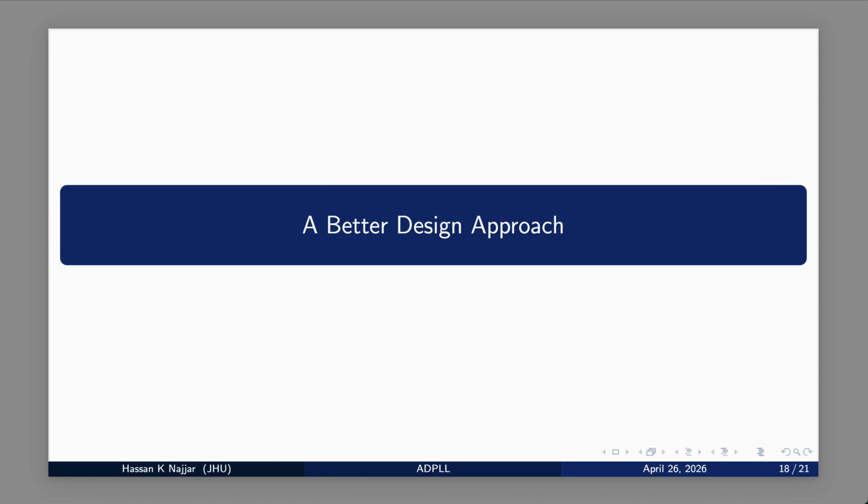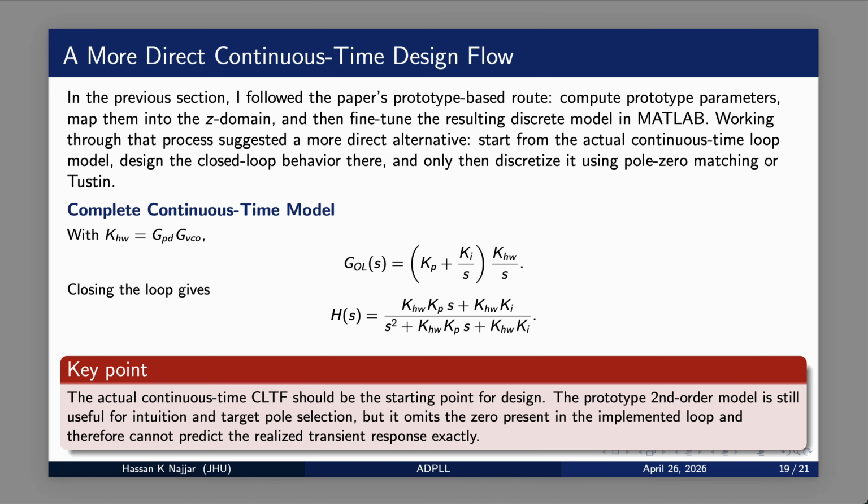In the previous section, I focused on replicating the original work and verifying the results. In the next section, I will briefly describe what I believe is a better design approach using modern discrete time control theory. Working through the prototype mapping path suggests a cleaner alternative. Start from the actual continuous time closed loop transfer function and design the transient behavior there first.